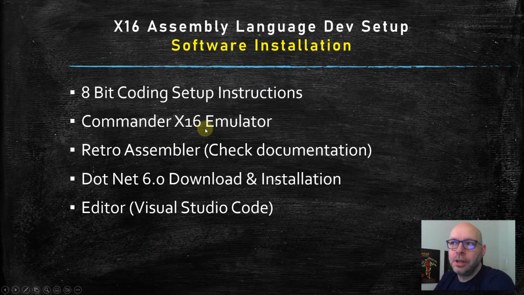So we've installed the emulator and we've installed the assembler and we've installed the .NET 6.0 framework. Whether or not we needed it, I'm not sure. And now the last thing to install is the editor, which in this case is going to be Visual Studio Code or VSCode. This is very simple to install. You simply go to the website and download it. And I'll show you that now.